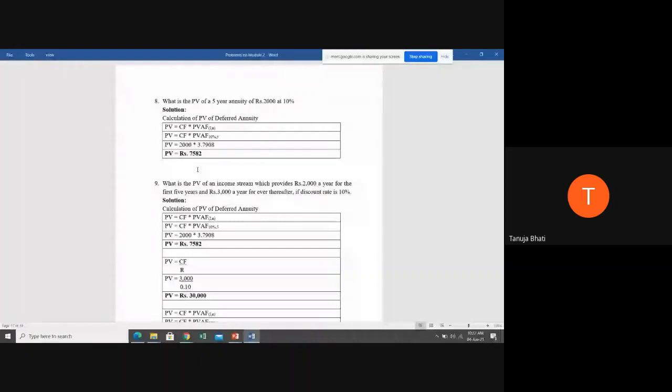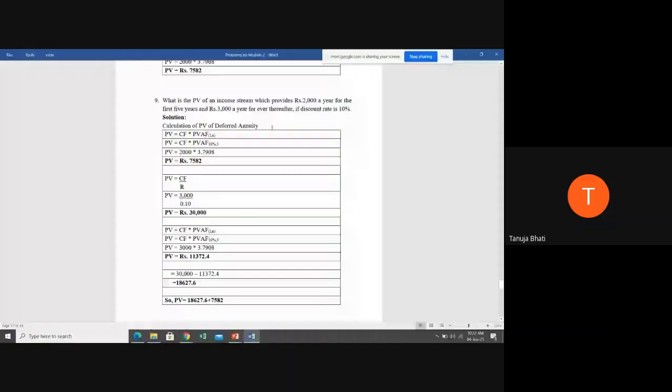Now moving ahead to a little complex problem, which is not complex if you have all understood the previous problems. Let us understand what they are exactly telling in this particular problem. What is the PV of an income stream which provides 2000 a year for the first 5 years and 3000 a year for every year thereafter if the discount rate is 10%?